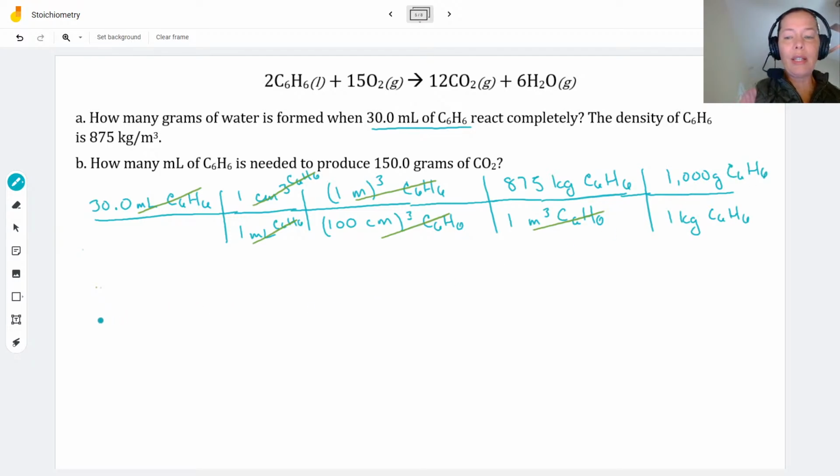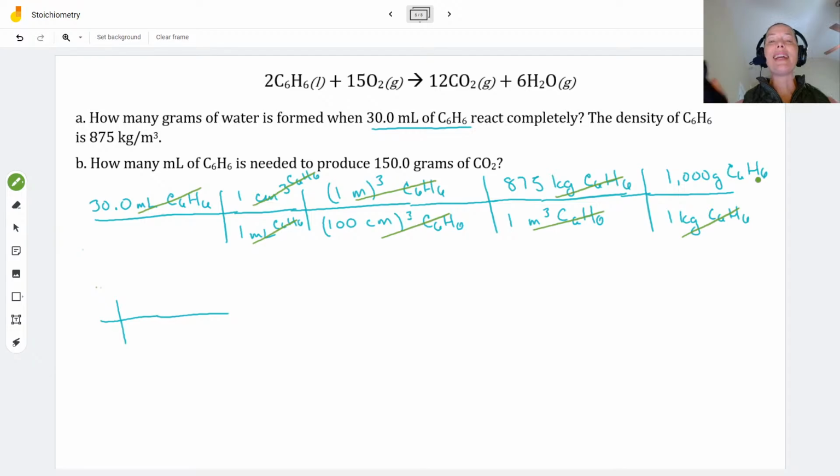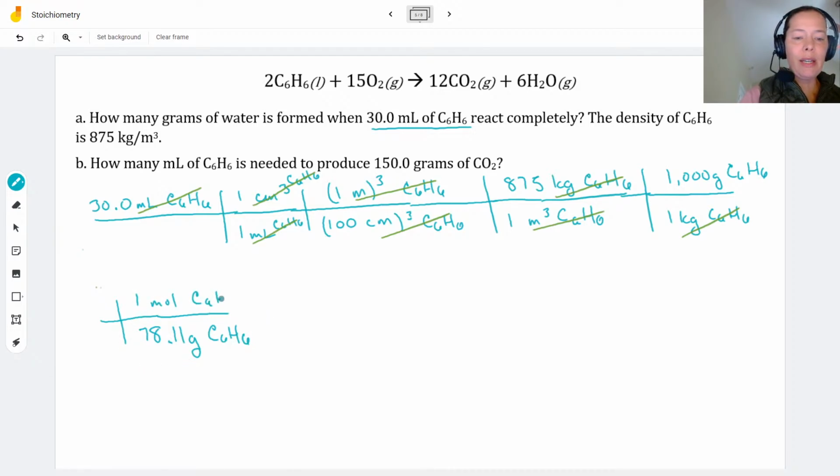C6H6. Okay, I am continuing my fence post down here because I need more space. So let's show how we're still canceling. So I'm canceling out my kilograms of benzene. Now I have grams of benzene, which means I can finally use my molar mass and convert to moles. All right, so we're getting there. Oops, let me switch colors. So 78.11 grams of benzene and 1 mole of benzene. Oof. This is a really long one. Okay, so my grams of benzene have now canceled. I've got moles of benzene.